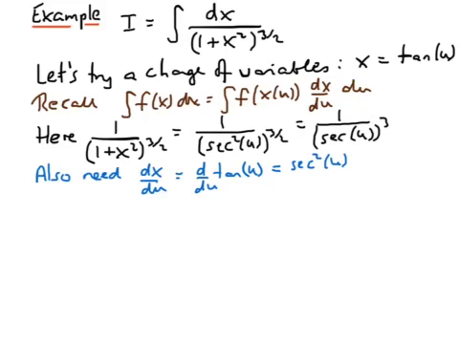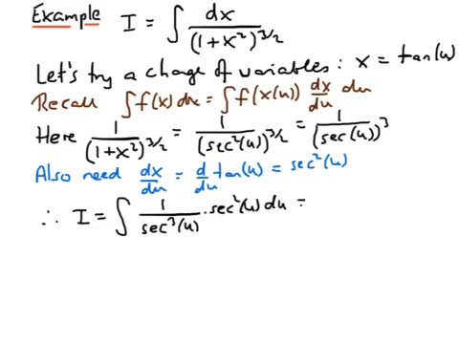to our new variable. So what we're going to have is that I, our integral, is the integral of 1 over sec cubed of u multiplied by sec squared of u integrated with respect to u. And we see immediately that 2 powers of sec will cancel with 1 power here, so this is going to give us the integral of 1 over sec of u with respect to u.